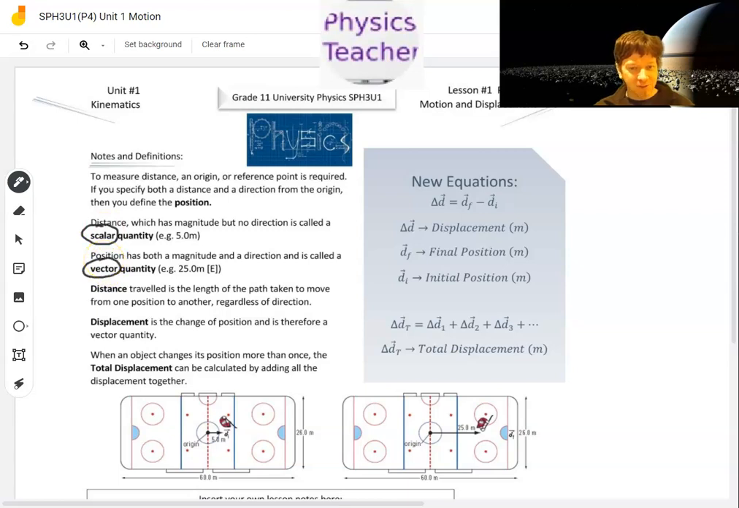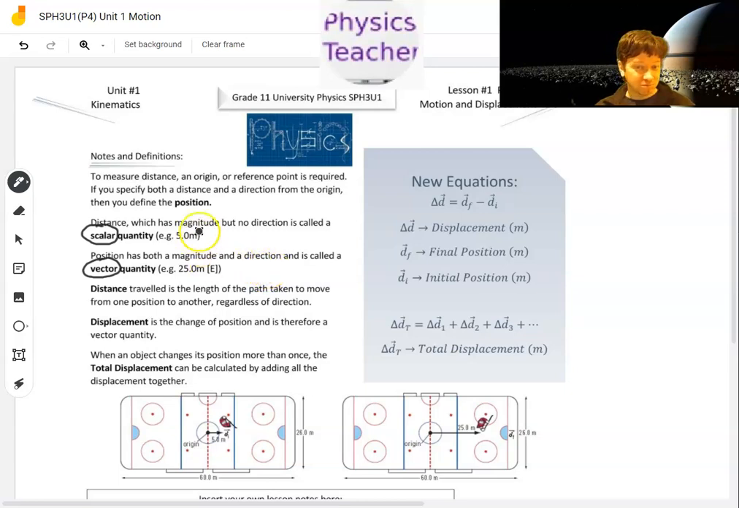So there's two different types of quantities we're going to analyze in physics, mathematically. One's a scalar quantity and one's a vector quantity. Now, scalar quantities you've used for a long time. You just didn't realize they were called scalar quantities. Any measurement that has some magnitude is a scalar quantity, like 5 meters. But when you add a direction to that magnitude, like 25 meters east, it becomes a vector quantity. So a scalar quantity has magnitude but no direction, and a vector quantity has both direction and magnitude.